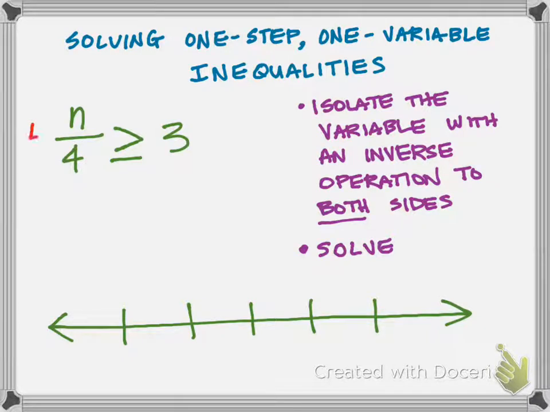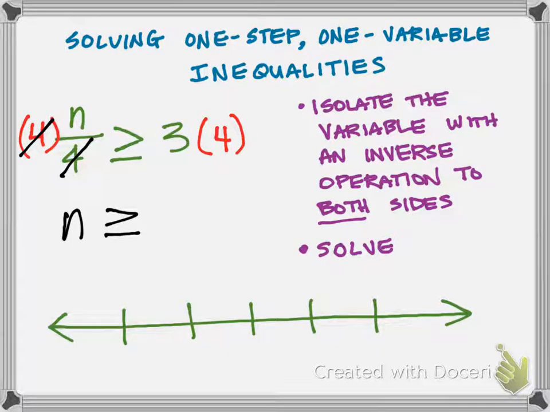So we're going to multiply this side by 4, and we're going to multiply this side by 4 as well. An inverse operation on the left side is going to cancel some things out. Dividing by 4 and multiplying by 4 are going to cancel each other out, and that's going to leave us with just the variable n by itself, still greater than or equal to, and now we can multiply 3 times 4 to get 12.